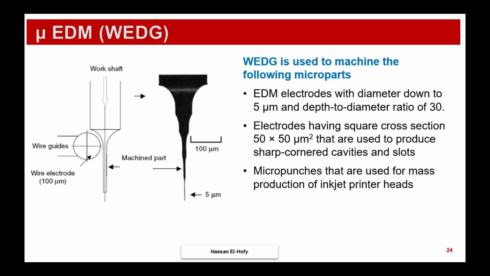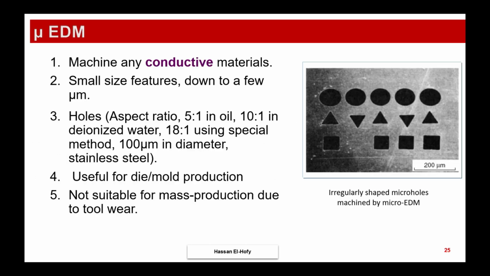Micro EDM by wire electrodischarge grinding is another application. This process can be used to machine EDM electrodes with diameter down to 5 microns and depth to diameter ratio of 30. The process can be used to machine electrodes having a square cross section, 50 by 50 micrometer square, that are used to produce sharp cornered cavities and slots, and micro punches that are used for mass production of inkjet printer heads.